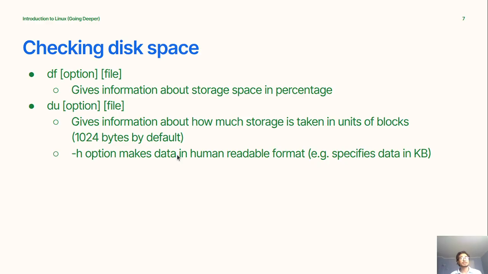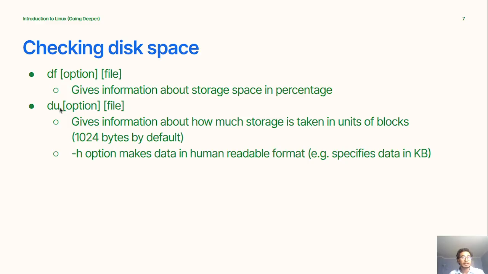Okay, so to check disk information, to know how much disk storage is remaining, we have the df command, and we have some options, and we can also specify the file name. In this case the file means the files and folders. With the help of the df command it gives information about storage space in percentage.